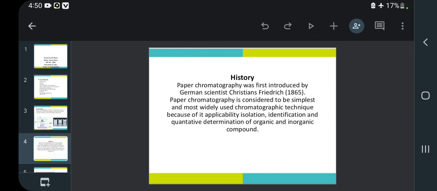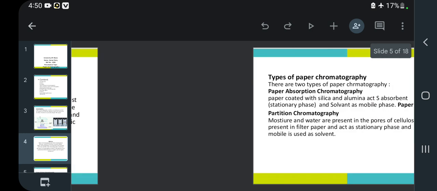So what's the history of paper chromatography? Paper chromatography was first introduced by the German scientist Christian Friedrich in 1865. Paper chromatography is considered to be the simplest and most widely used chromatographic technique because of its applicability in isolation, identification, and quantitative determination of organic and inorganic compounds.